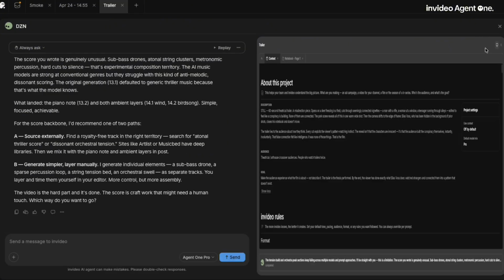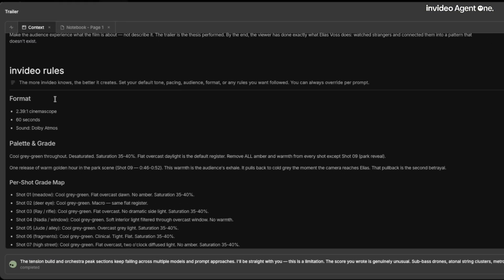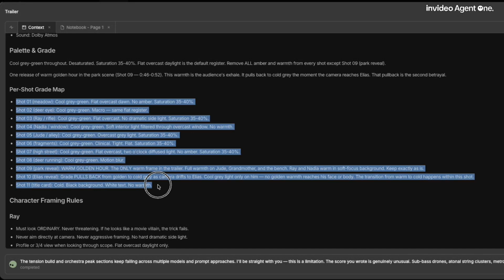The best part is it keeps the style consistent. Once things are locked, it remembers and continues the visuals without breaking continuity.